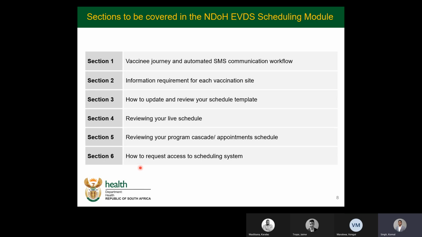So the next few slides will cover what would be in the NDOH EVDS scheduling module. Section 1 is the vaccine journey and the automated SMS communication workflows. Section 2 is information requirement for each vaccination site. Section 3 is how to update and review your scheduling template. Section 4, reviewing your live schedule. Section 5, reviewing your program cascade or appointment schedule. And Section 6 is how to request access to the scheduling system.